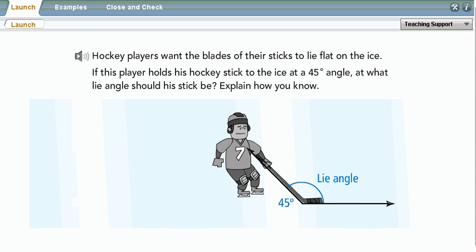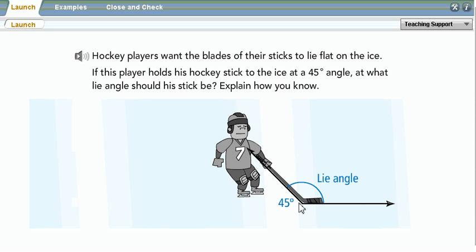A hockey player wants the blades on his skates to lie flat on the ice. If the player holds his hockey stick at a 45 degree angle, what lie angle should the stick be at? Explain how you know. So what do we know about supplementary angles?